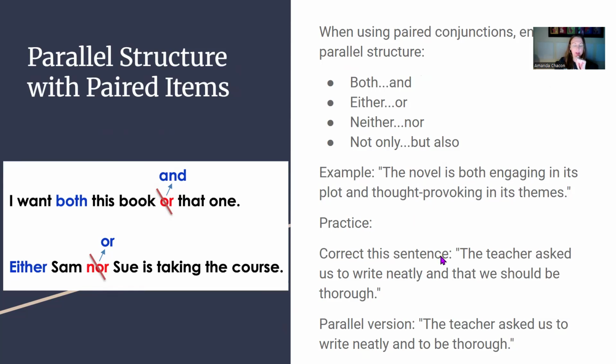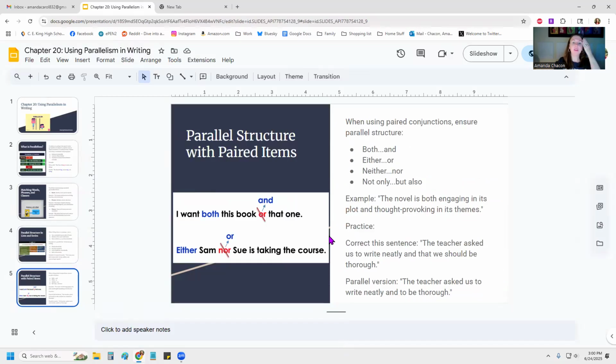So here, correct this sentence: the teacher asked us to write neatly and that we should be thorough. The parallel version would be: the teacher asked us to write neatly and to be thorough. See how it has two "to"s? Let's just keep it on track with that. Okay, and that is it. That's a short one. I know it's just a matter of keeping everything similar, in the sense of verb tenses and the neither/nor and the both/and and so on.